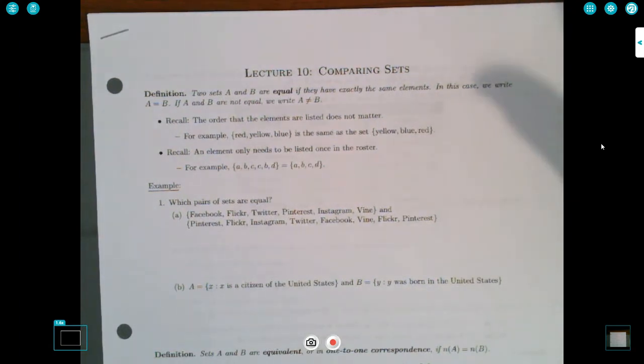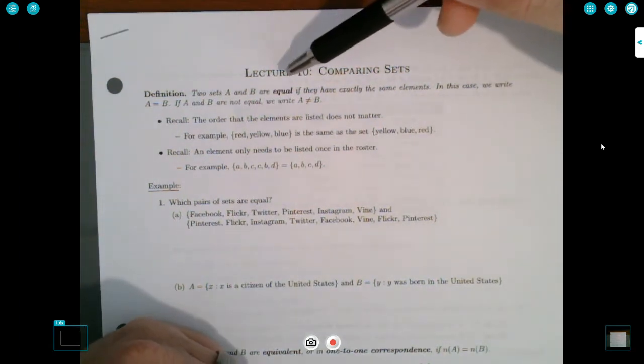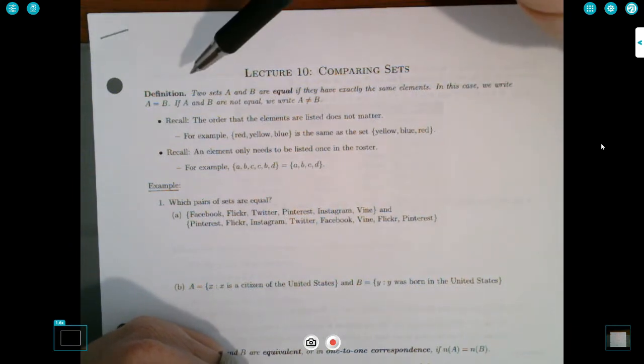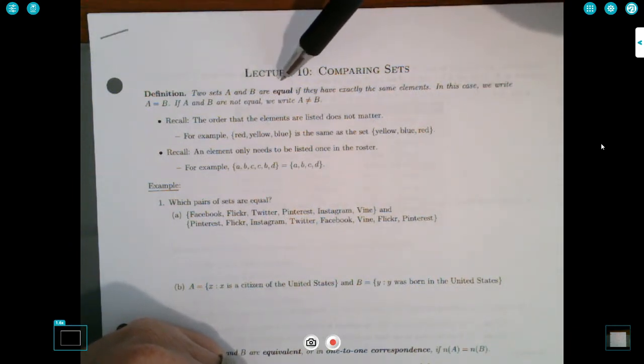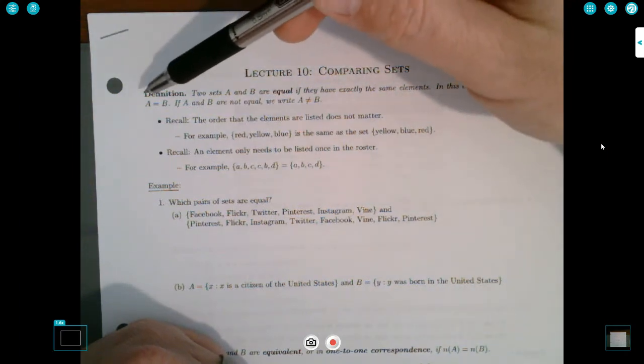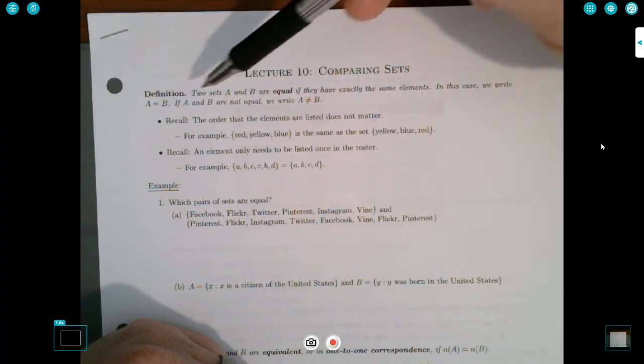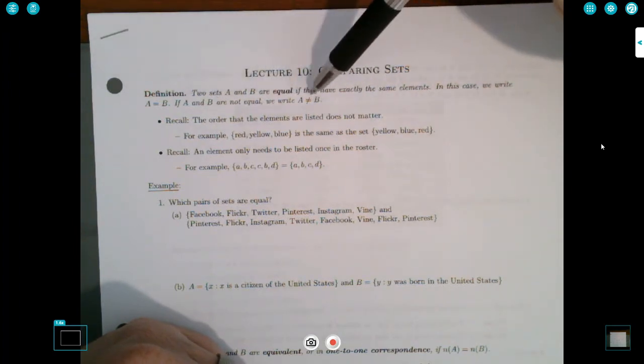One of the ways that we compare sets is we talk about whether or not two sets are equal. We talked about this a little bit in the previous lecture as well, in Lecture 9, but let's practice it a little bit more. Two sets, A and B, are equal if they have exactly the same elements. In this case, we write A equals B. And if A and B are not equal, then we write A does not equal B.